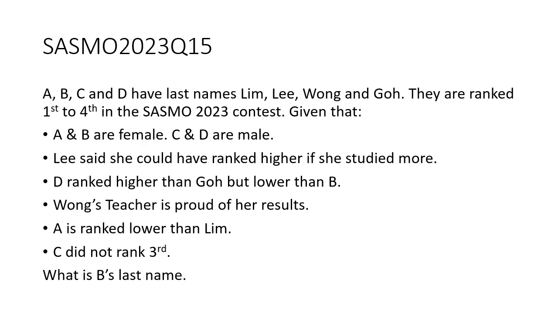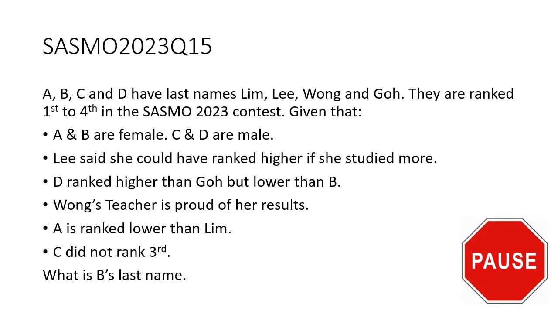Question 15. We are given 4 students A, B, C, D with last names Lim, Lee, Wong, and Goh, and they ranked 1st to 4th in the SASMO contest. Given that A and B are female, C and D are male, Lee said that she could have ranked higher if she studied more. D ranked higher than Goh but lower than B. Wong's teacher is proud of her results. A ranked lower than Lim, and C did not rank 3rd. We want the last name of B. Pause the video here and give this question a good try.